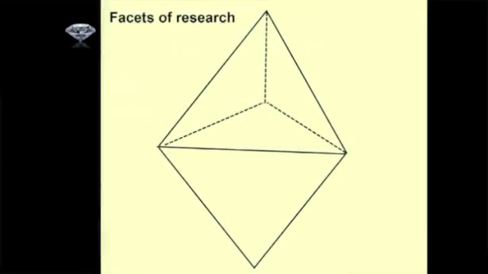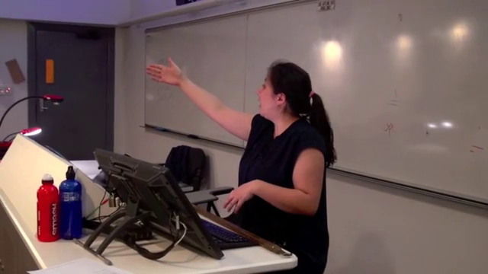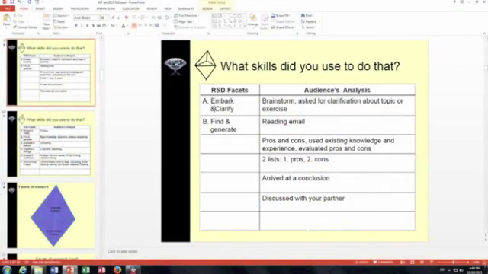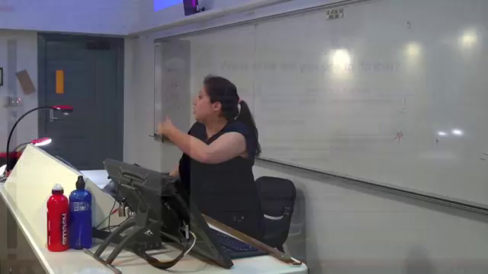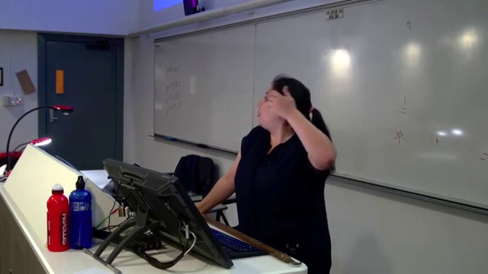So the way I've categorized them is really these 6 facets that we are trying to introduce to you. So the first one is embark and clarify. Yeah? So what you did, you asked for clarification because you didn't really know what I asked you to do. And then the second one is you find and generate, and that's reading the email. So you go to the sources that are provided to you, or you have to look for sources. And the next one was evaluate and reflect. So you used your existing knowledge and you reflected on what you've got here, and you reflected on your prior knowledge to make an assessment.